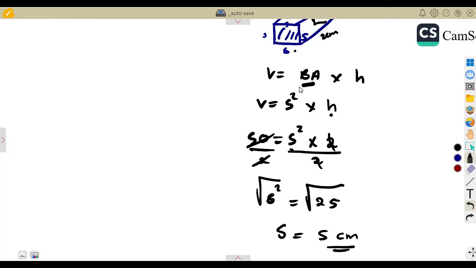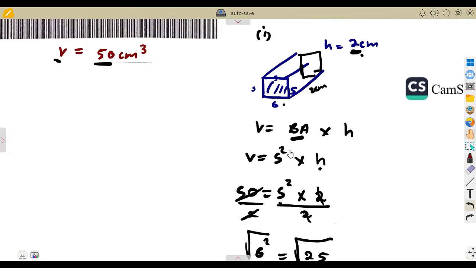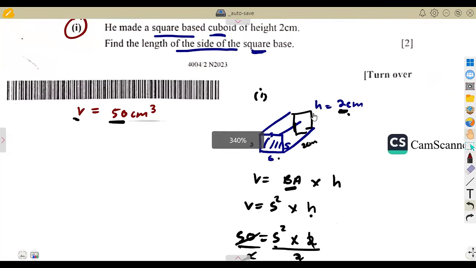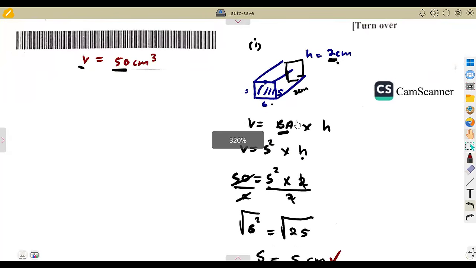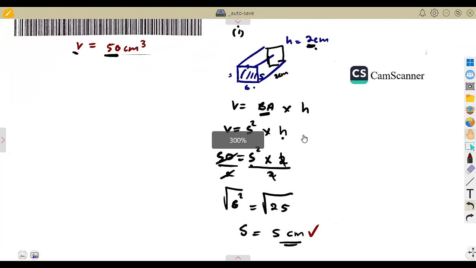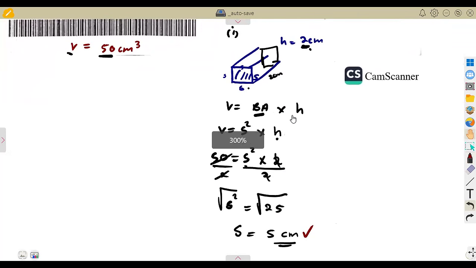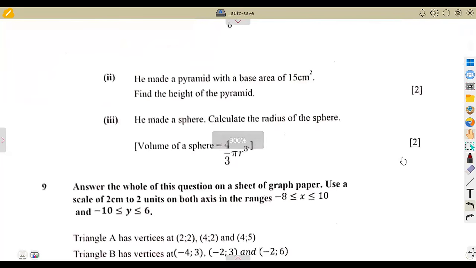Remember, this is length. Length cannot be a negative. So you only consider the positive value. That is, they are testing you. Do you understand your formulas? The volume, base area times height for a cuboid.